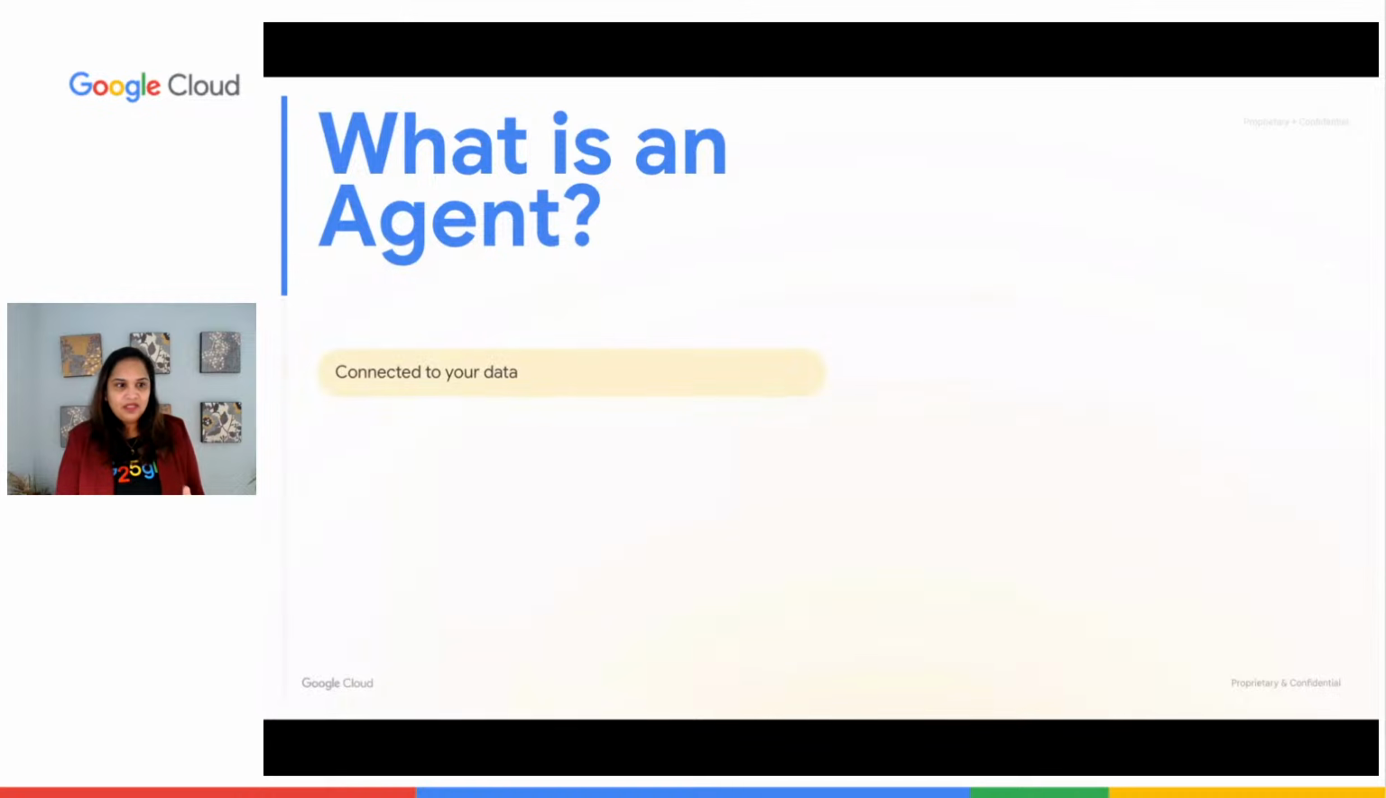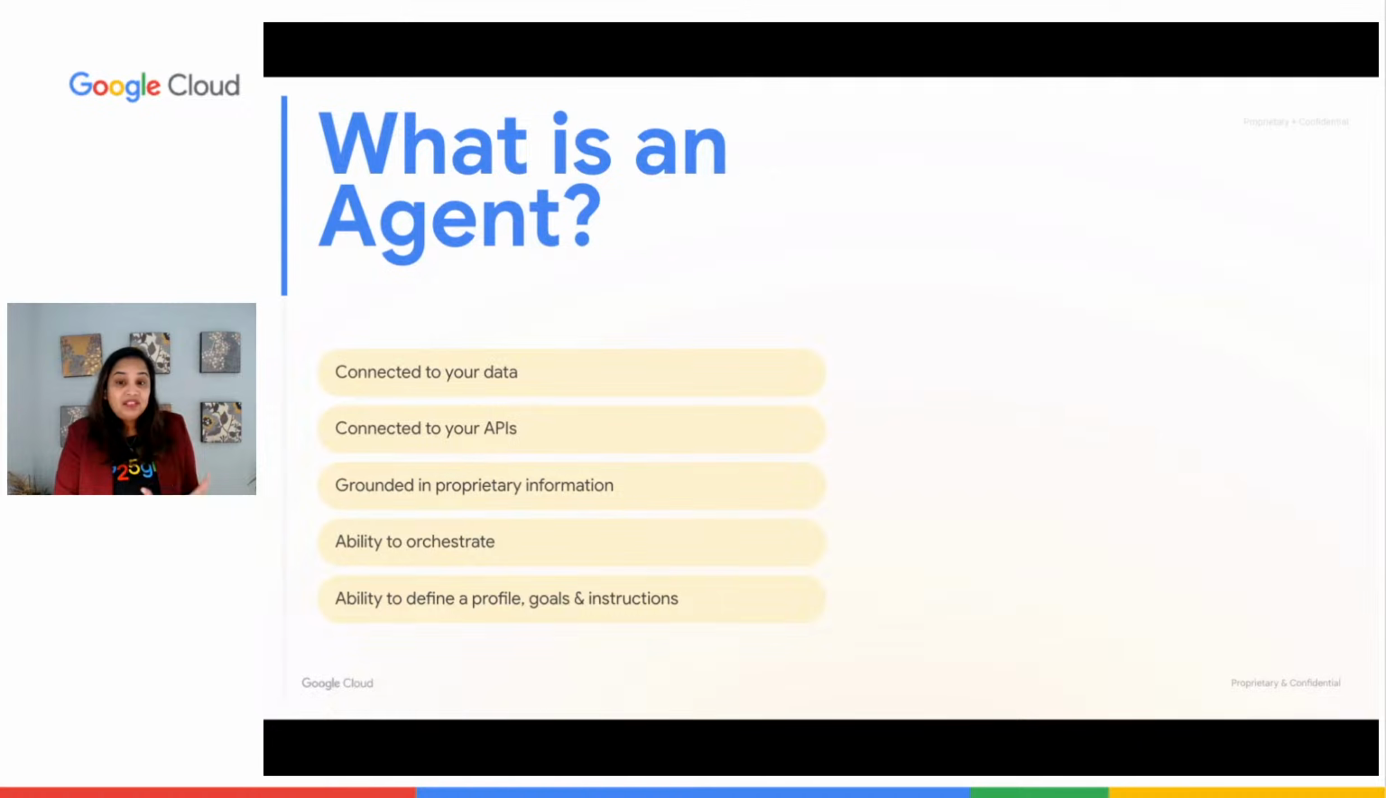First came, I want to connect with my data, and that's the RAG approach, which we saw. And then we talked about, connect to my APIs, because most enterprises or organizations are very reliant on their APIs or tooling information, which is needed. And it needs to be grounded to the proprietary information. And they want to be able to orchestrate across multiple ones. And defining a persona for an agent, like what it is going to do, what does a profile look like, what is the intention of these agents, how do we specify the prompts, instructions, etc.